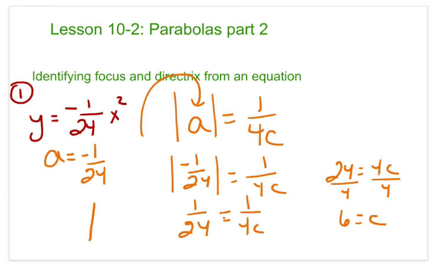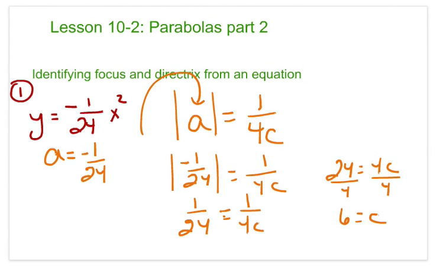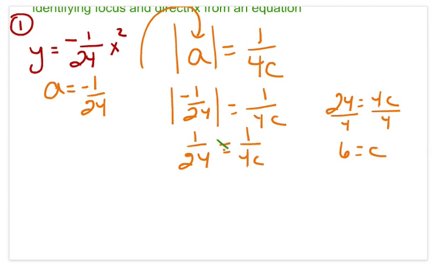If you don't notice that, remember you can always cross-multiply to solve, so that you would have 4c times 1 gives you 4c, 24 times 1 gives you 24, and you end up here with c equals 6. Just remember you have to keep going.